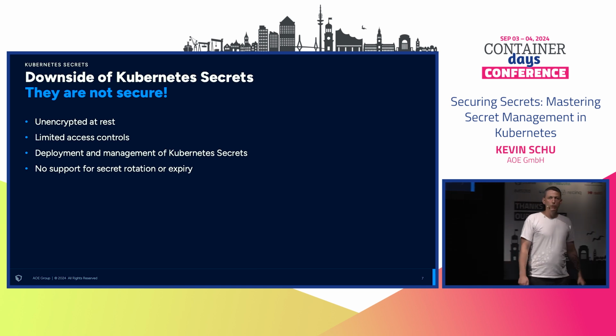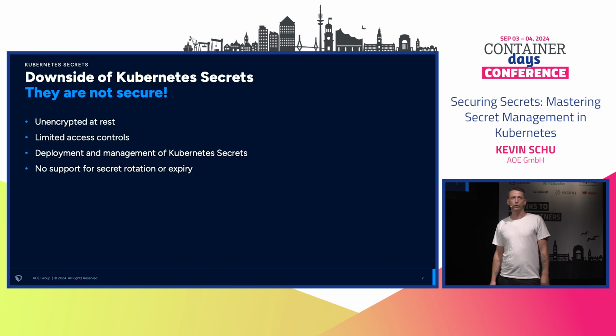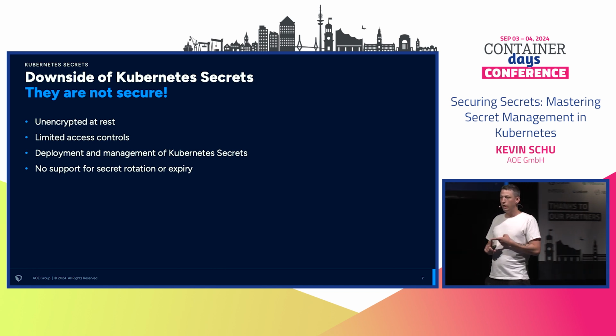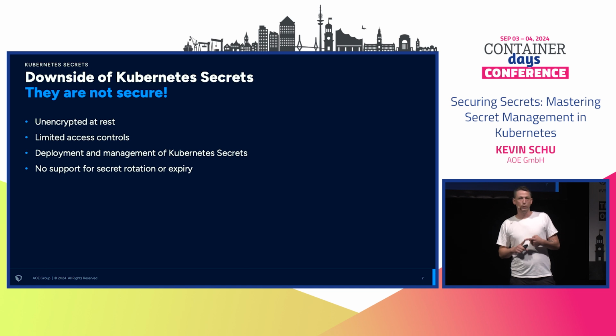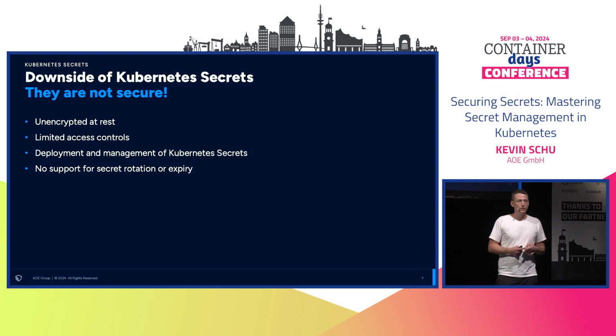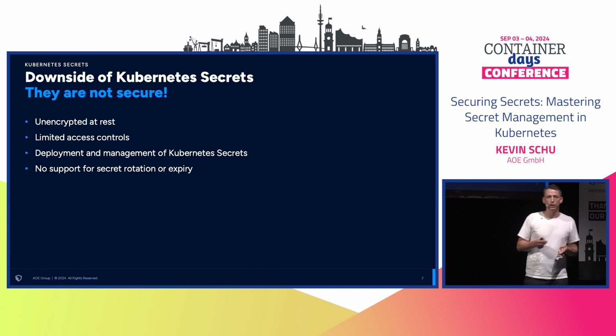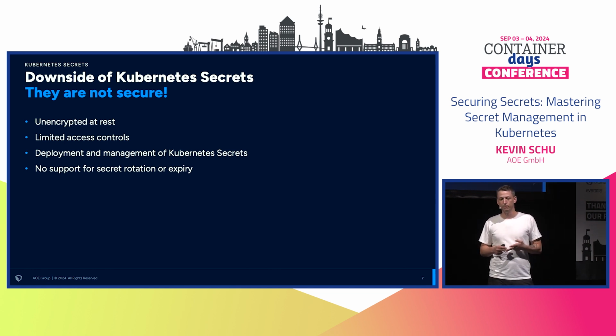Now let's talk about the downsides of Kubernetes secrets. Actually, Kubernetes secrets are not secure in any way. First of all, they are not encrypted at rest. They are just a Kubernetes resource like a config map stored in etcd, and as soon as you have access to the etcd database, it's just a bolt DB, you can actually read the secret out of that DB.